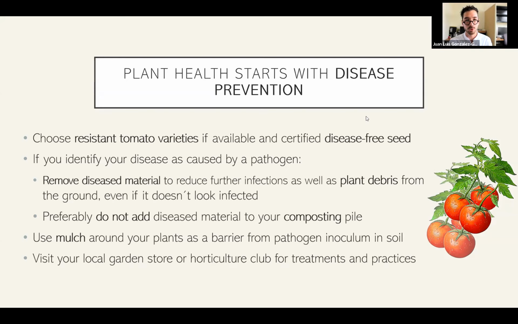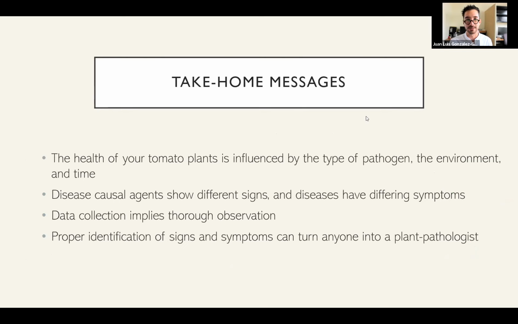For instance, you should remove diseased material to reduce the probability of infections in the same plant as well as surrounding plants. Try to remove infected plant debris from the ground, even if it doesn't look infected. But please do not add any diseased material to your composting pile, because there is the likelihood that some of these pathogens might survive. You can also use mulch around your plants as a barrier from the soil. And finally, visit your local garden store or horticulture club for treatments and practices.